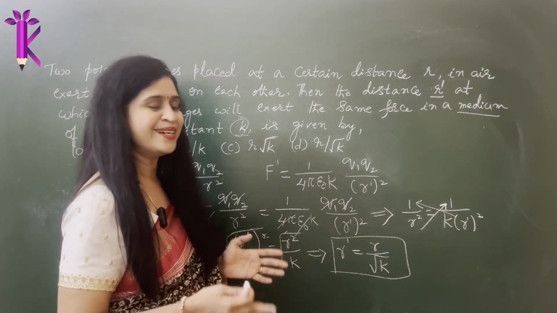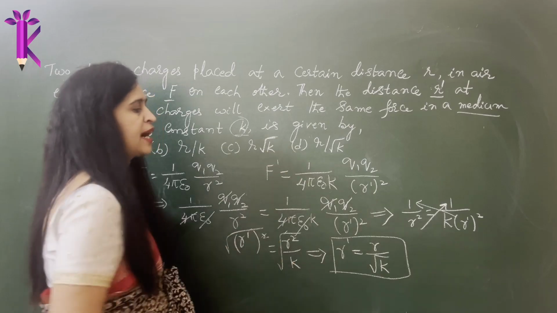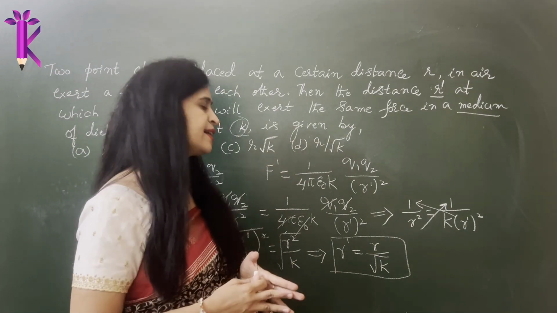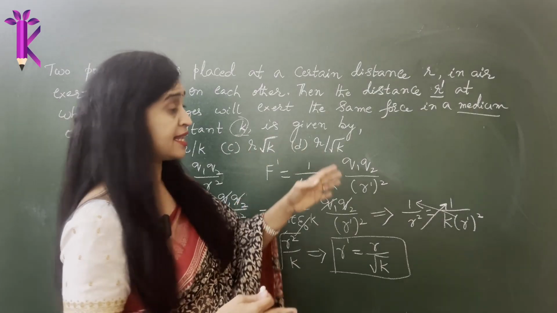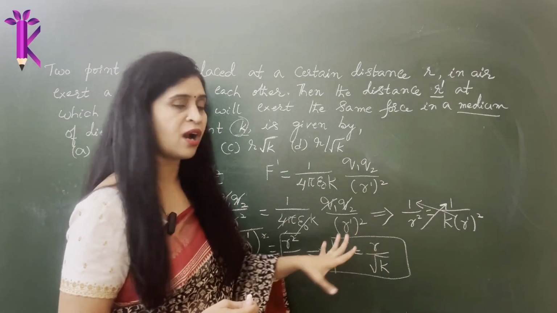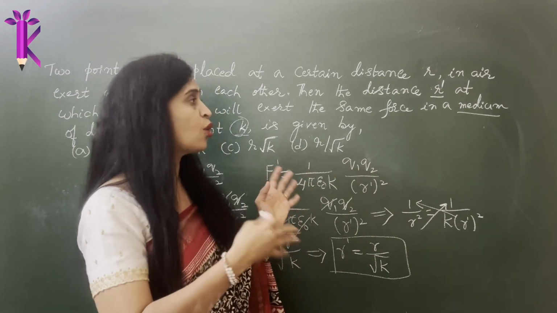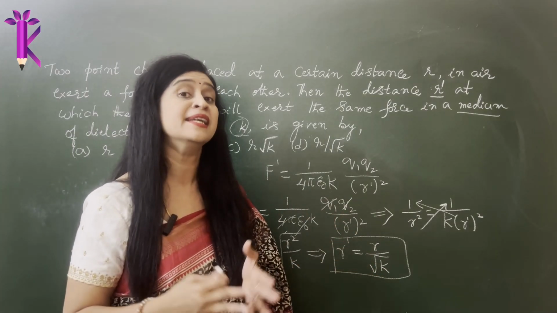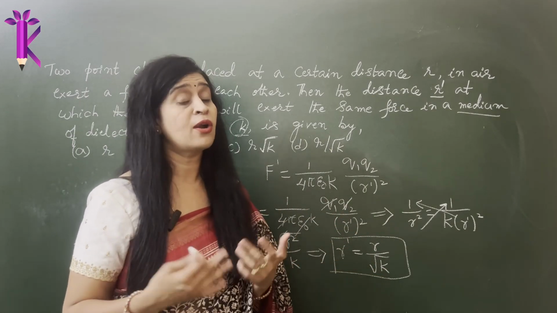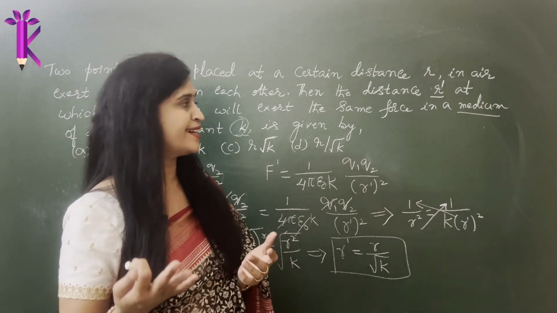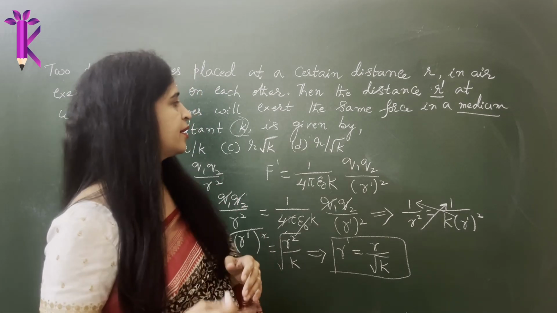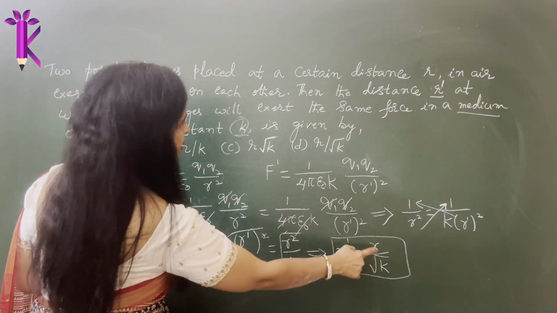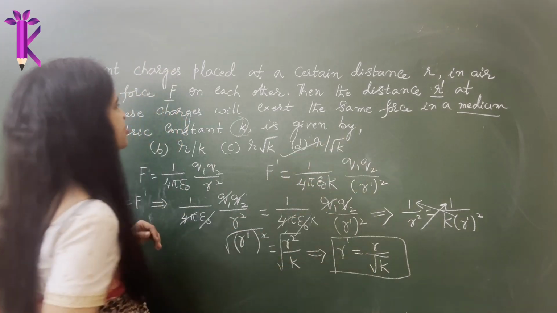Sometimes what happens after finding this relationship, you might be given values to complicate the numerical, and then you might have answers as well. But if you have solved such numerical where you already know the relationship in such a scenario, you can directly use it. That's where people save a lot of time and crack the NEET exam very easily. So this R dash will be R divided by root K, which is option D.